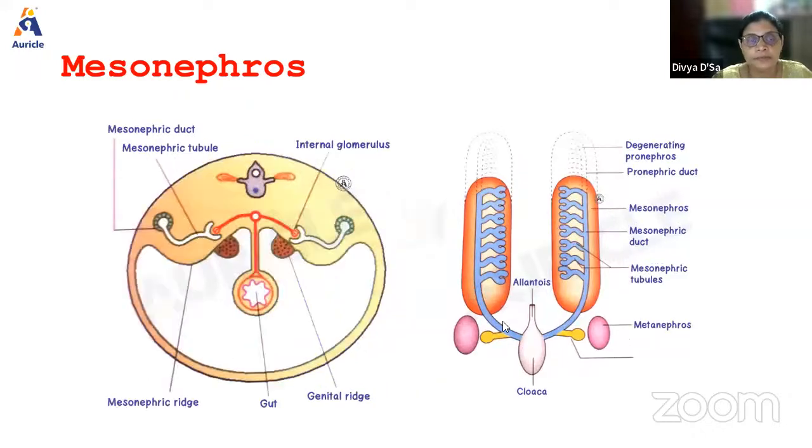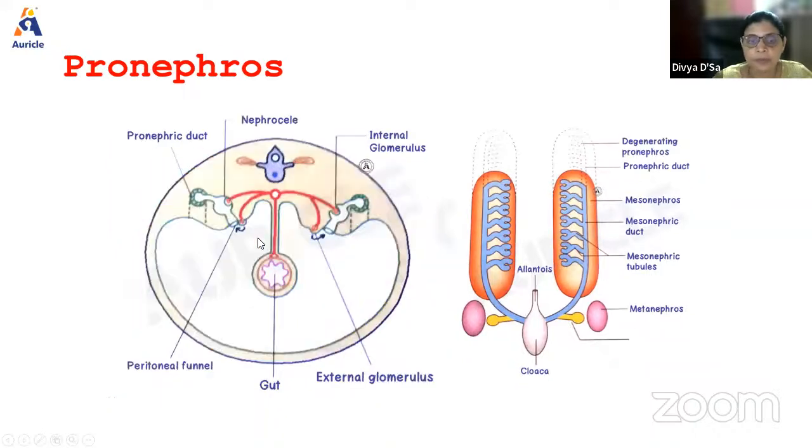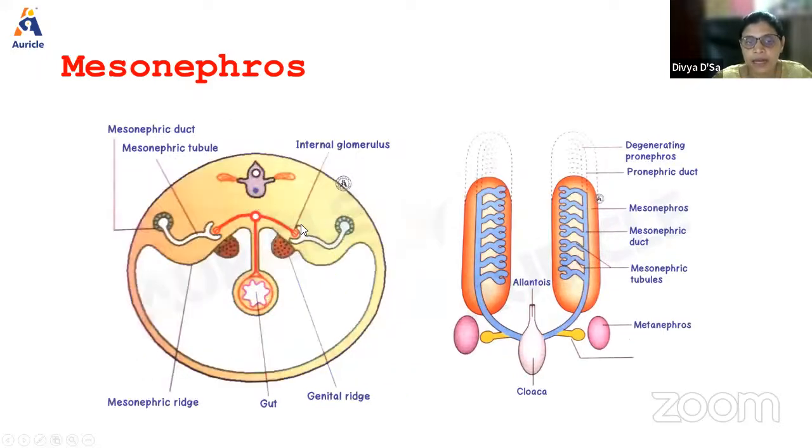So this is the mesonephros part. If you see the difference, in the upper part it is directly opening into the peritoneum, and it has an external glomerulus. Here we have the internal glomerulus, where a little bit of what happens in our metanephric kidneys, the filtration, will be happening, but all the absorption will not be happening. So it progresses to the next stage of development. This mesonephric duct will open into the vesico-urethral part of the cloaca.